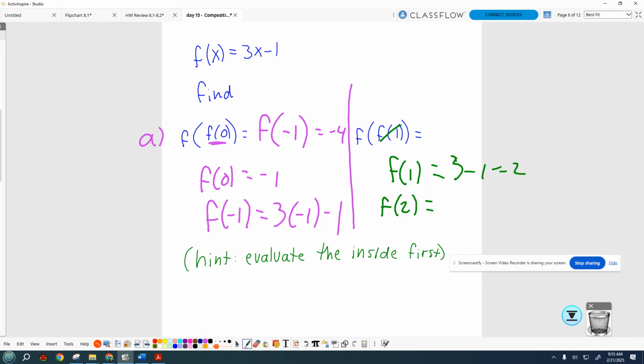Marcy, what is f of 2 given this is f of x? F of x is 3 times x minus 1. So f of 2 is 3 times 2 minus 1, which comes out to 5. Okay?